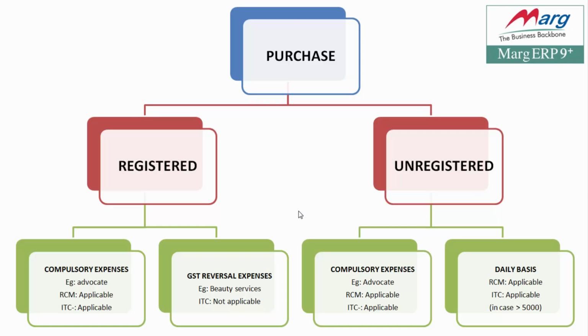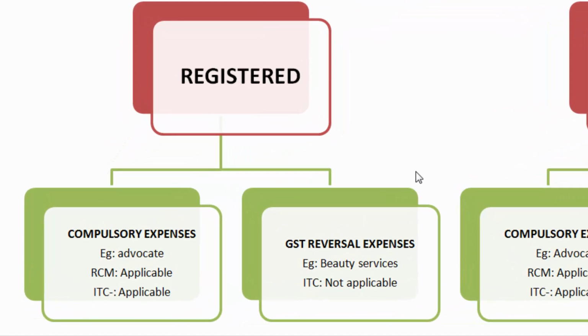Now let's see how MargERP software works when a user makes a purchase entry. Firstly, the software sees from the GSTIN number in the supplier's ledger whether the user is purchasing goods or services from a registered supplier or an unregistered supplier. If the user is purchasing goods or services from a registered supplier, then the software will see whether the expenses which the user is making are categorized under compulsory expenses or GST reversal expenses.